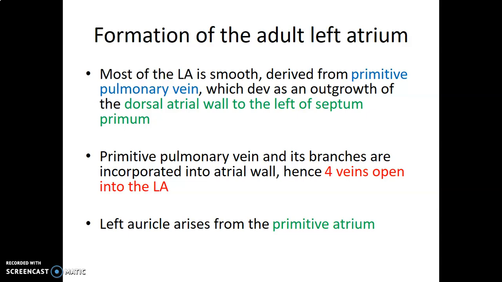Now, the primitive pulmonary vein and its branches are incorporated into the atrial wall. Eventually we have 4 veins that open into the left atrium, 2 from the right and 2 from the left pulmonary vessels. Then the left auricle arises from the primitive atrium. It's just an appendage of the primitive atrium.